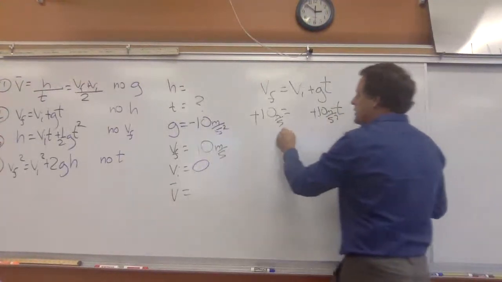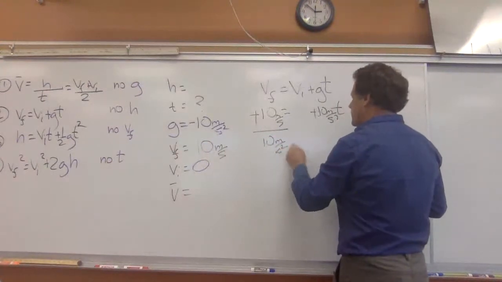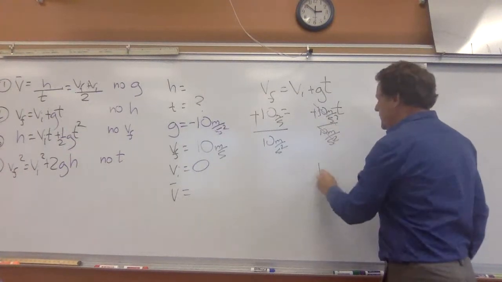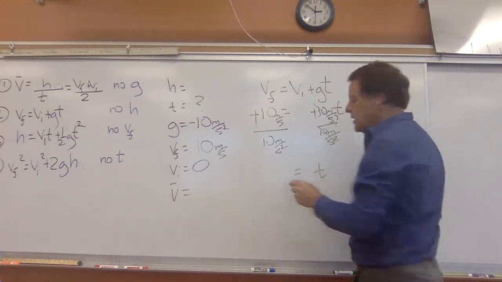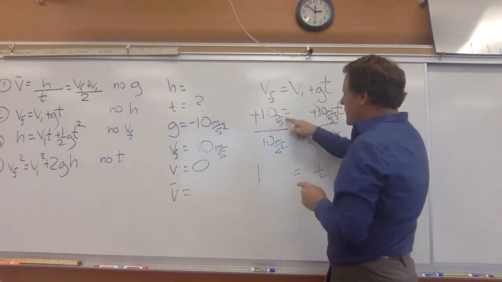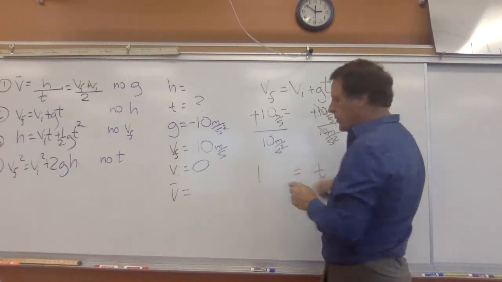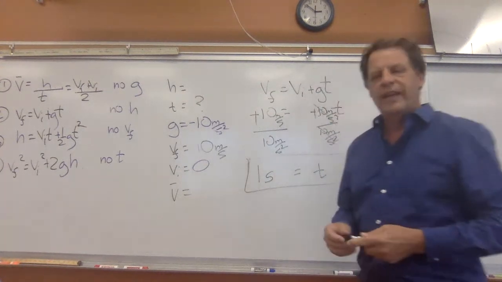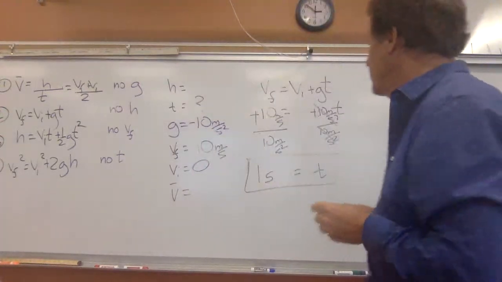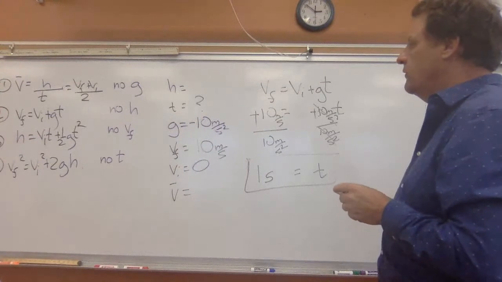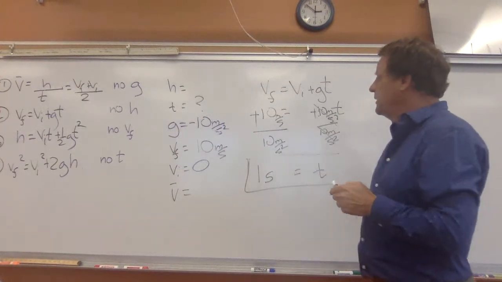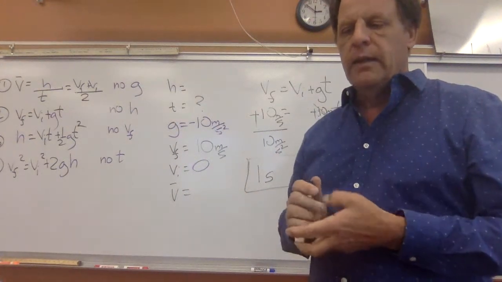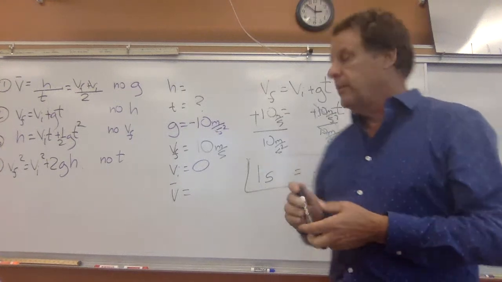And to get rid of this t, we're going to divide by 10 meters per second squared. So t is going to equal 10 divided by 10, which is 1. Meters per second divided by meters per second squared is just going to be seconds. Okay, so the answer is it's going to take 1 second for it to reach a speed of 10 meters per second. And there we have it.